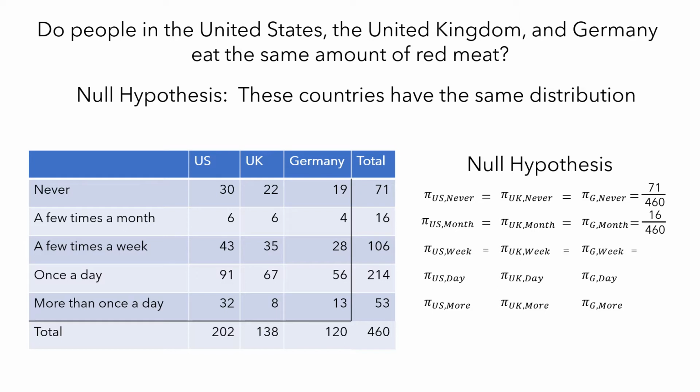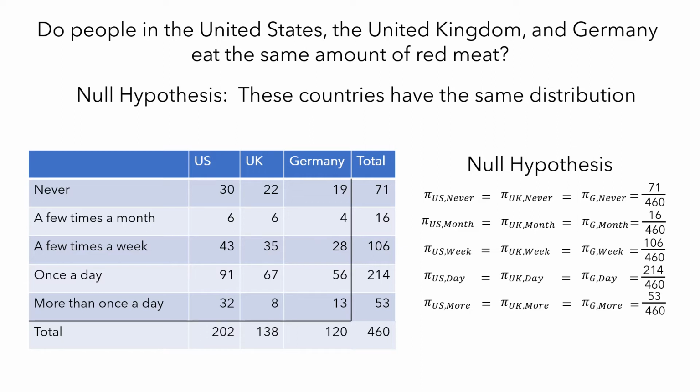And the next should all equal 106 out of 460. Then 214 out of 460. And 53 out of 460. And this set of equalities, altogether, is the null hypothesis.